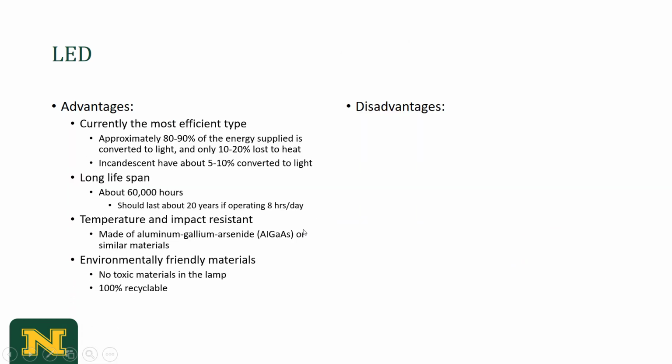So the big advantages, definitely the most efficient type that we would use. Approximately 80 to 90% of the energy supplied is converted to light, and only about 10 to 20% is lost to heat, which is a big deal. If you remember from incandescence, it was pretty much the opposite of that.